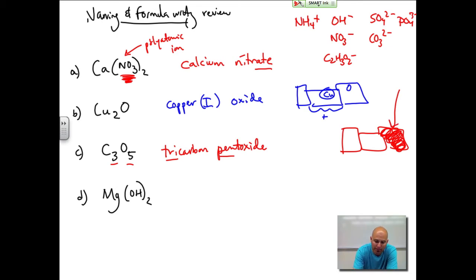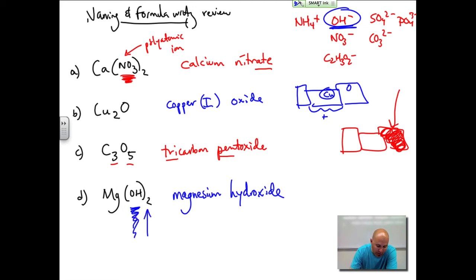And the last one, well, notice the OH, which is a polyatomic ion, which means it's an ionically bonded substance. Magnesium hydroxide. OH is hydroxide. I wanted to do this one as an example because I wanted you to see you need to put the parentheses around the OH. Sometimes people forget that.